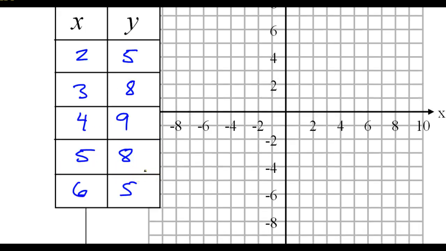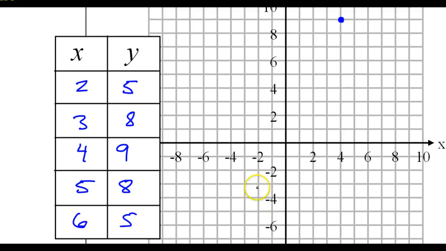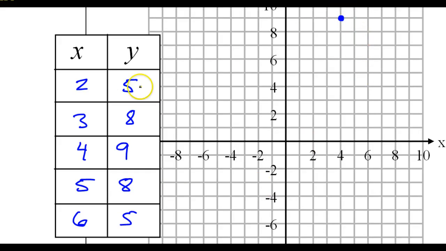Now notice the symmetry. Once you have the vertex right here in the middle, these two should match, and these two should match. So we already graphed the 4, comma 9. Now here comes the 3, comma 8. All right, so here's 3, 8. And while I'm at it, I might as well graph the 5, 8 as well. Okay, that's those two. And then we've got the 2, 5, which is right here, and then the 6, 5, which is right here. So that's 5 points.